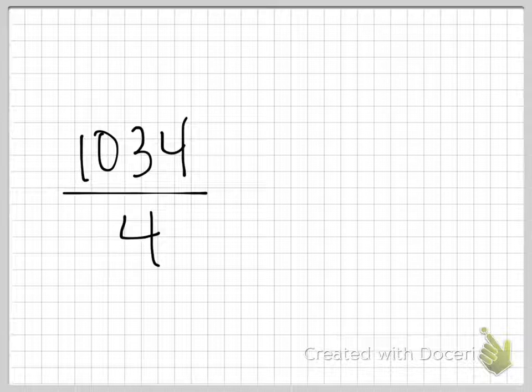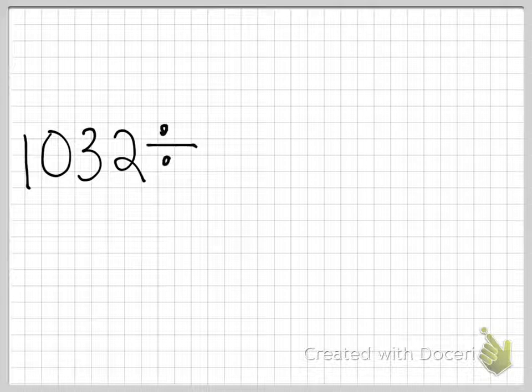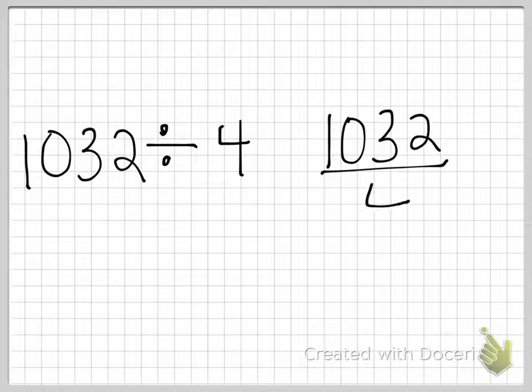Okay, so we have 1,034 divided by 4. This is how it's usually written. We also have 1,032 divided by 4. That's another way to write it. Okay. So those are both ways to write it.